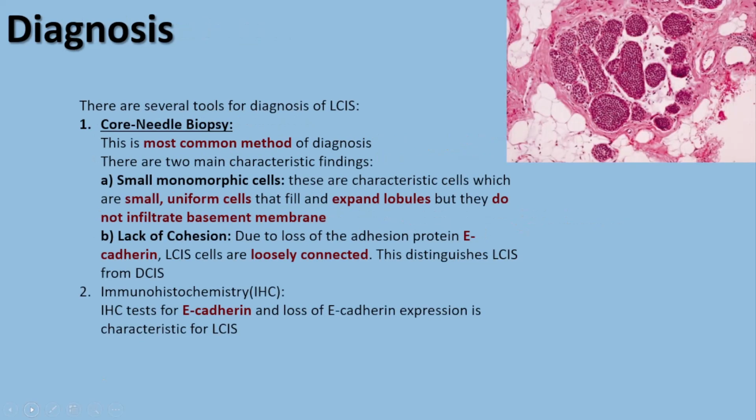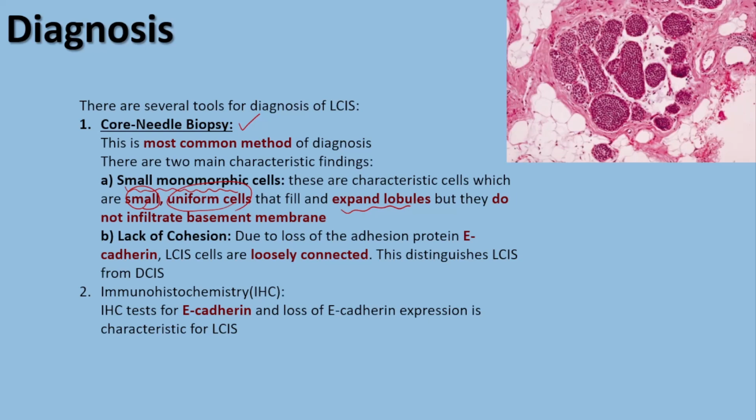So what are the diagnostic tools that we can use for lobular carcinoma in situ? We can use core needle biopsy, and this is the most common method in order to diagnose the lobular carcinoma in situ. And we have two main features that you have to know for your board examination. First of all, what you are going to see is small monomorphic cells, and these are characteristic cells which are small. They have uniform structure, and they can expand the lobules and cause enlargement of the lobules because they are proliferating, because they are actually exerting pressure on the lobules.